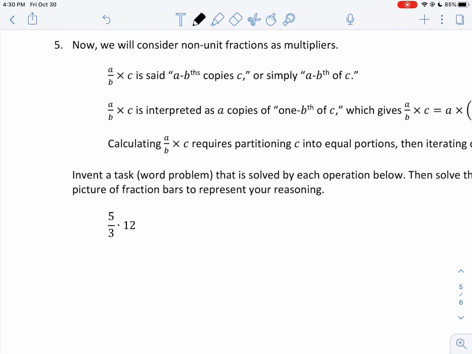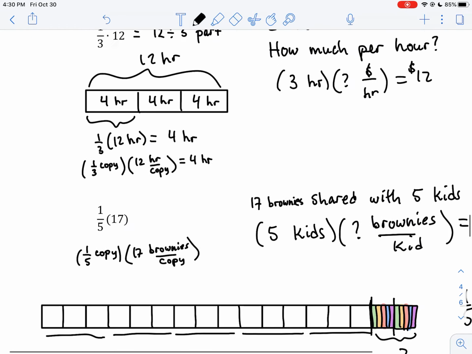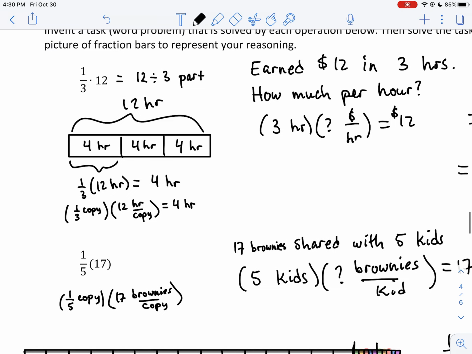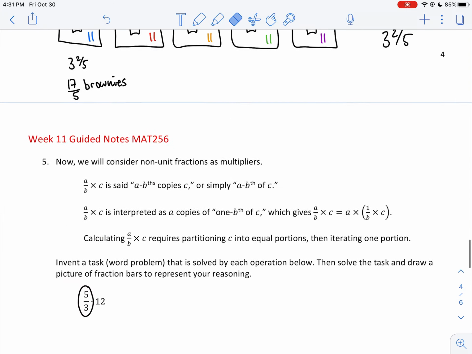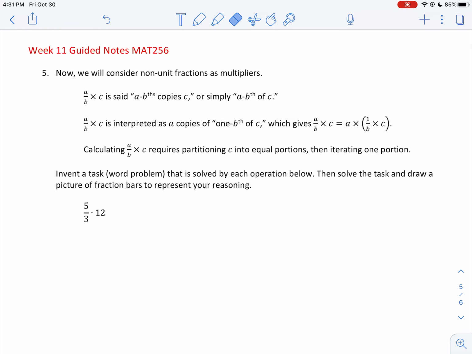All right, so we're going to invent a word problem where we want to do something like this. Now that we have a non-whole multiplier, it's good to be thinking of things that it's easy to do partial copies of. Kids, like we did up here, was not a good idea. Because what does it mean to have 2.5 kids, and how many brownies per kid? You're like, wait, 2.5 kids, what does that mean? So when you want to use a non-whole multiplier, then you want to have a unit here that makes sense, that it's not a whole number. So kids is not a good route to go here.